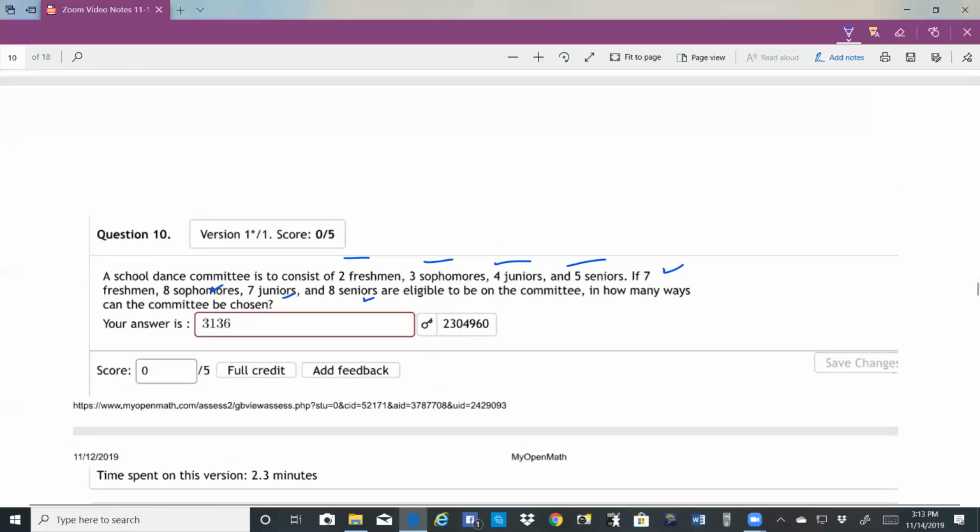Well, you need to look at the possible combinations. So the possible freshmen is going to be a combination of 7 things, taking 2 at a time, because you got 7 freshmen that are available and you need to pick 2. And that combination, as you calculate it on your calculator, is 21.